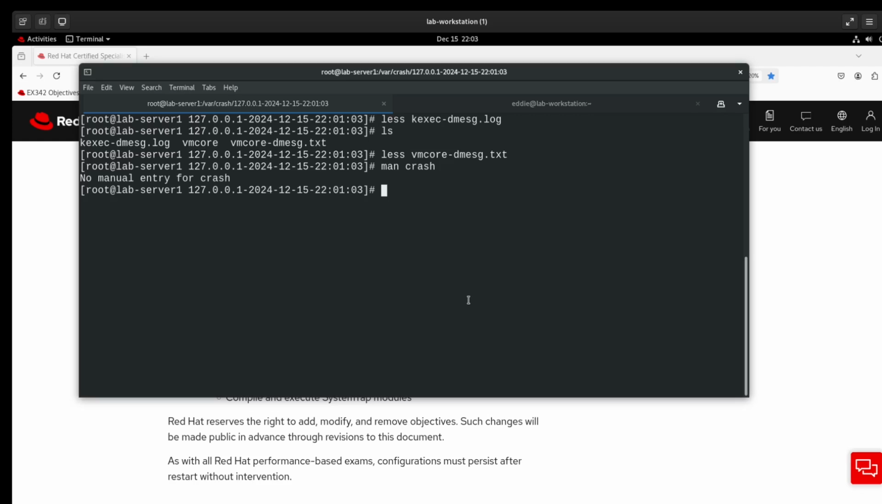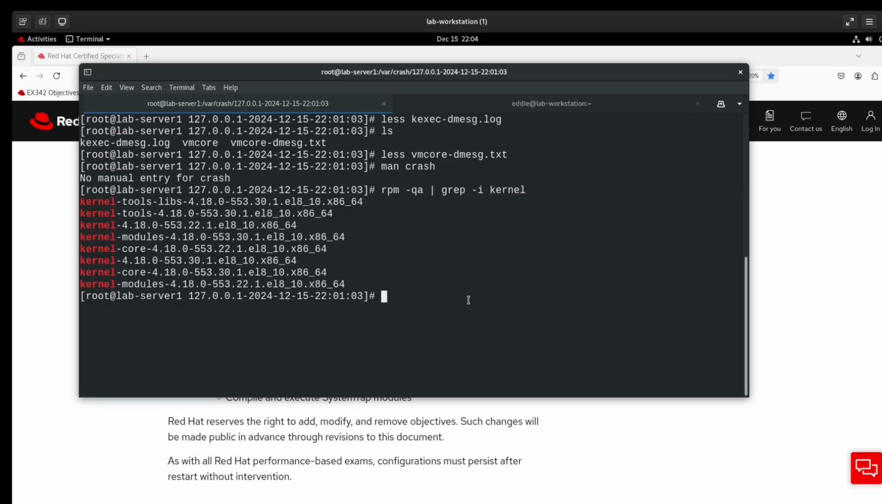There, or rpm -qa | grep kernel. We can install the devel or development kernel with this, and there's a command called crash that I believe can do some further analysis. Let me do a dnf what provides crash. I doubt we are going to have to do analysis of a crash dump on the exam, especially since it explicitly says we're just collecting it.